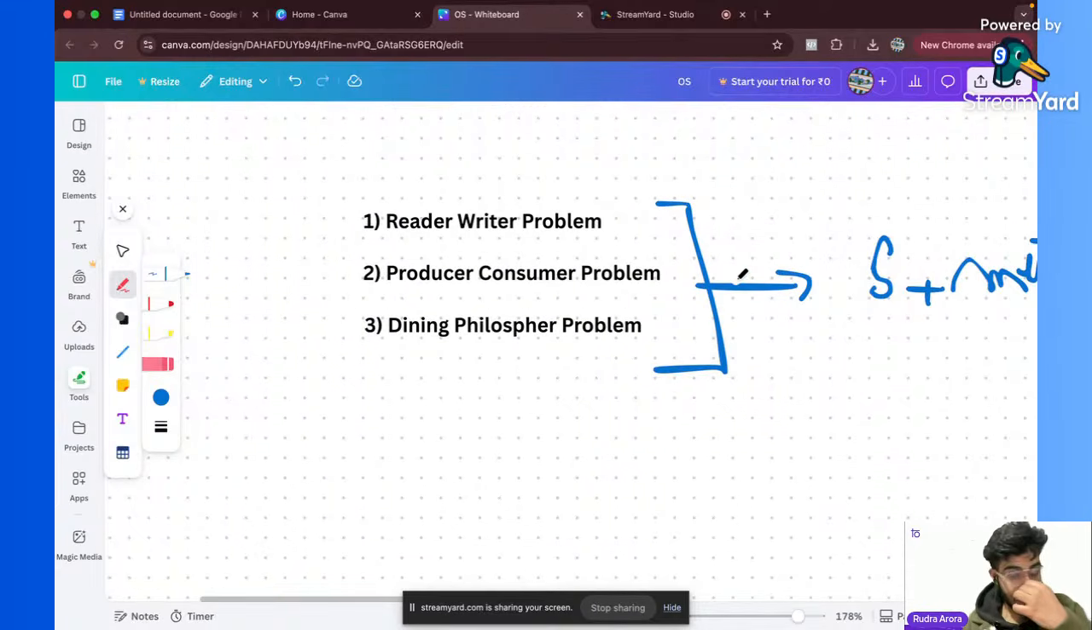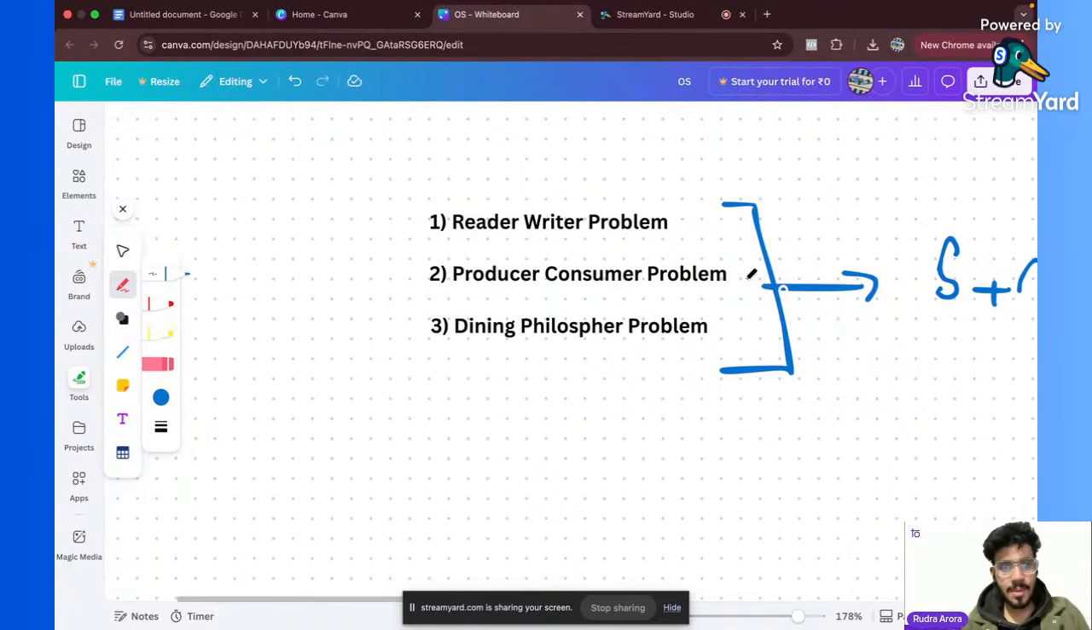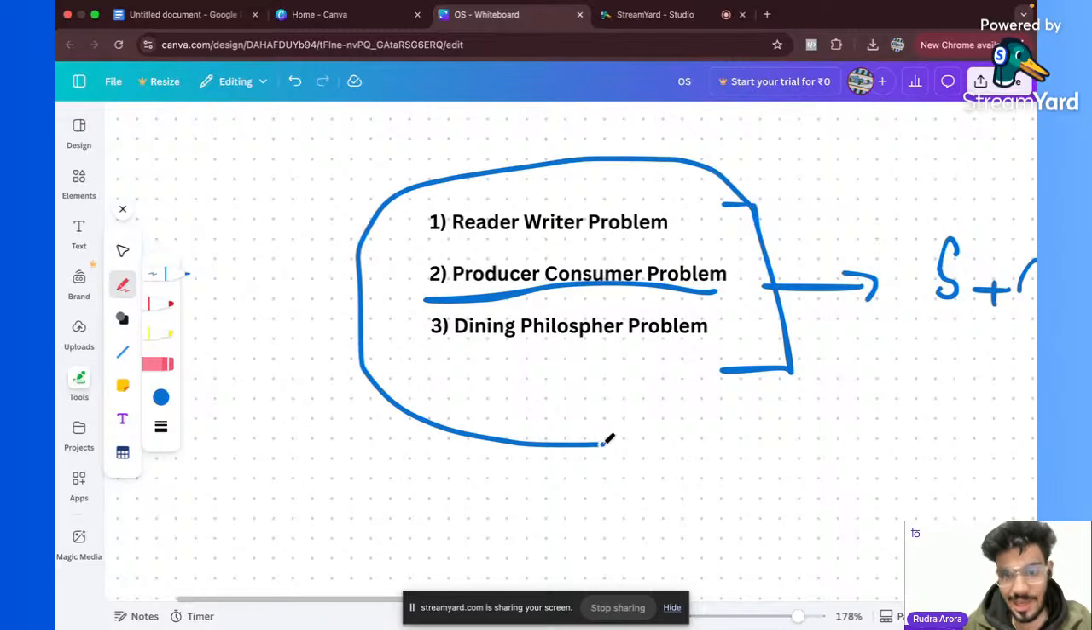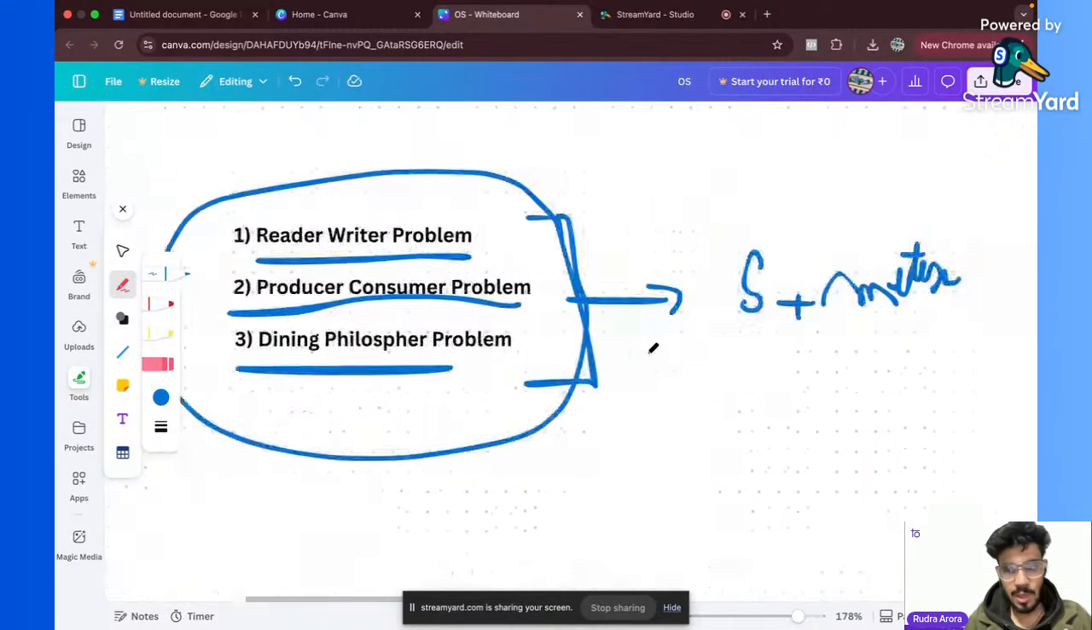Someone asked what is the real world example. So I told the seat booking arrangement, right? If there is one seat, two users would see that this particular seat is empty. Producer consumer is similar, because the producer should not produce more than the amount that is required, and the consumer should not consume when there is nothing in the buffer. So these are critical section types of problems, and these are solved using semaphores and mutex.